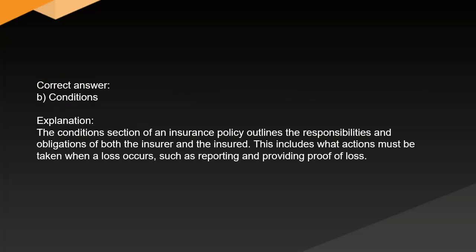Correct answer. B, conditions. Explanation. The conditions section of an insurance policy outlines the responsibilities and obligations of both the insurer and the insured. This includes what actions must be taken when a loss occurs, such as reporting and providing proof of loss.